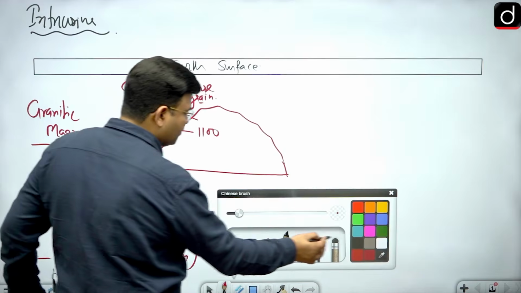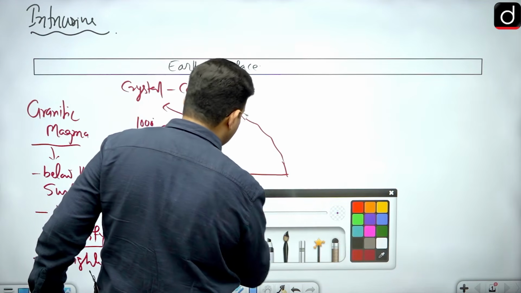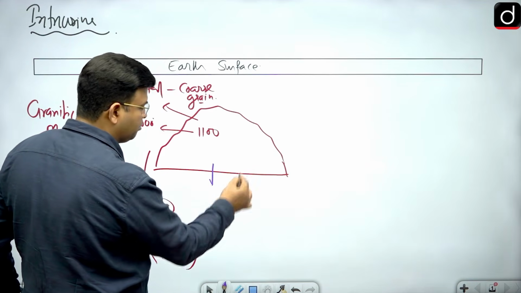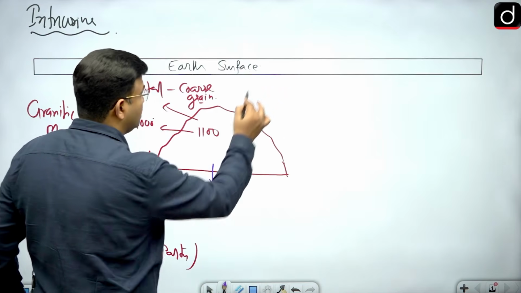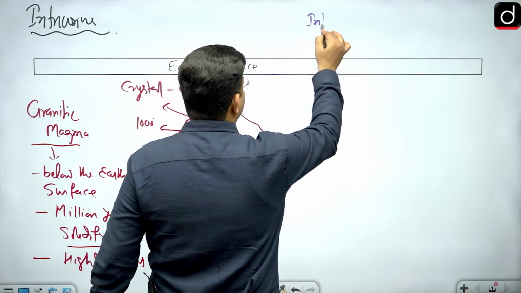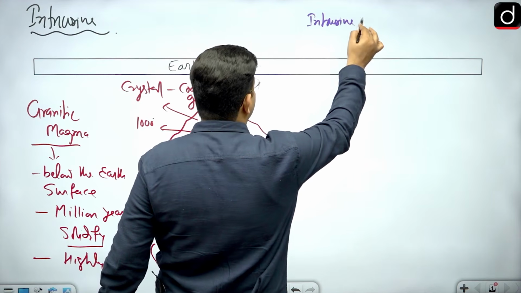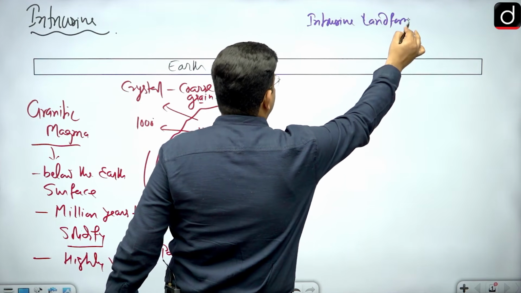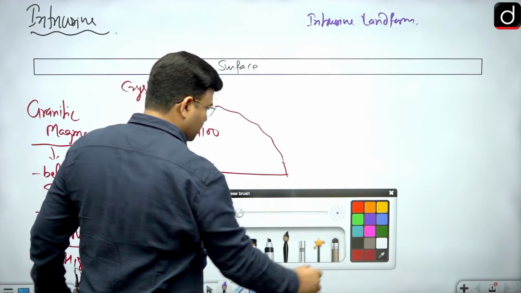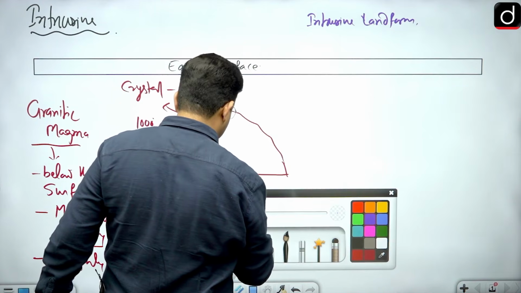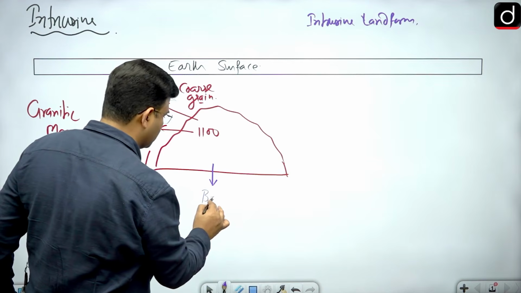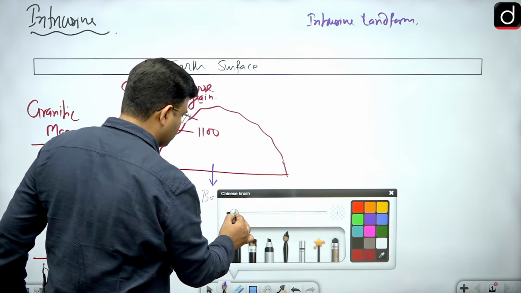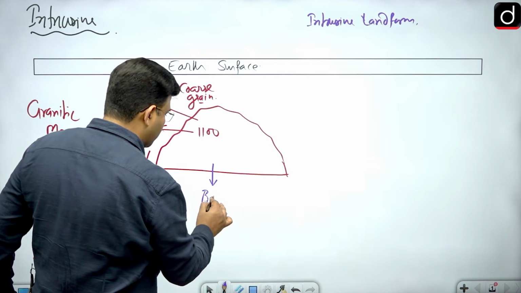This kind of solidified magma below the earth surface is what we call an intrusive volcanic landform. It is considered a batholith.